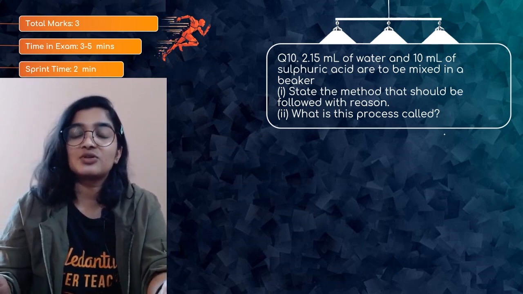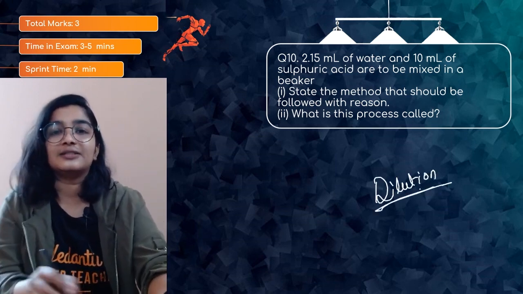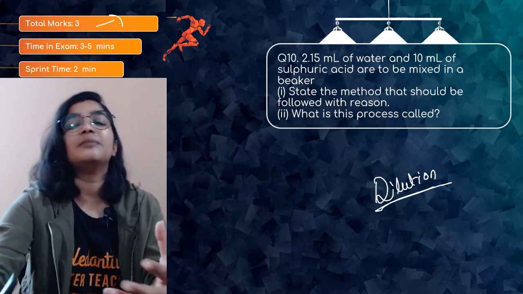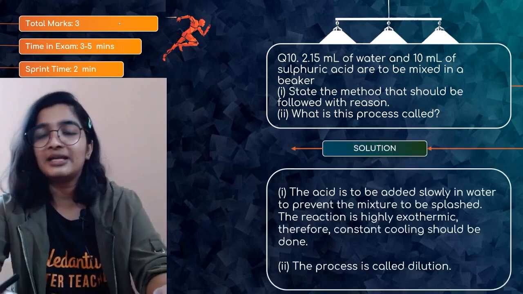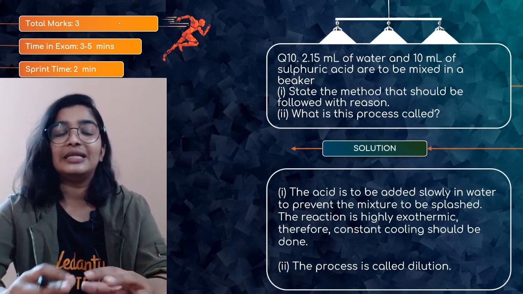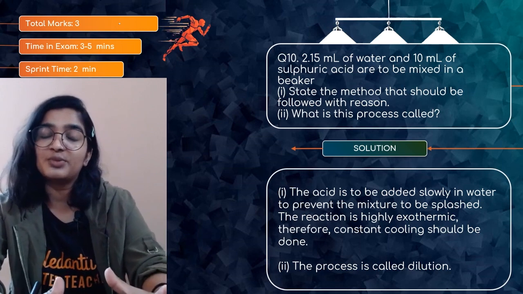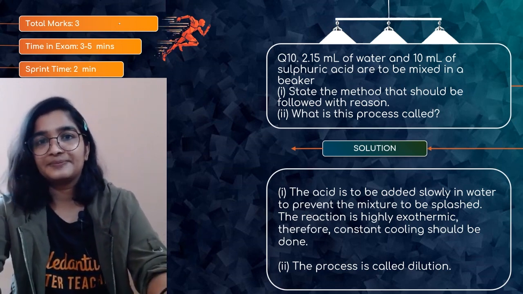And what is this process called? It is called dilution, right? So this is the answer. See, if you write this, you will get 3 marks. So the first one you can actually explain in detail. The acid is added to water slowly with constant stirring so that the heat energy produced will be properly distributed and there won't be any breakage of the glasswares.